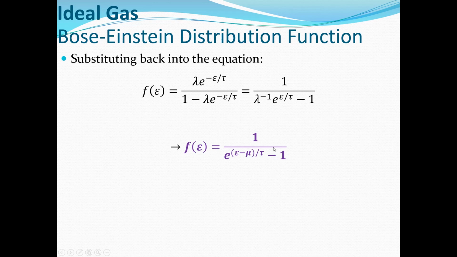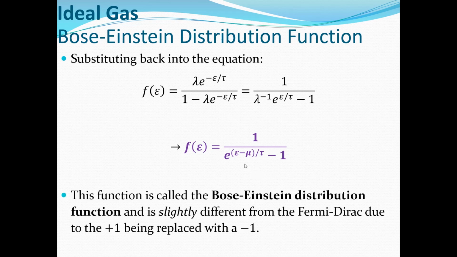Now, it actually looks almost identical to the Fermi-Dirac equation. This is the Bose-Einstein distribution function. The only difference, though, is that instead of a plus 1 here, it is now a minus 1. Now, it doesn't seem like it would make a difference, but it actually does make a difference here.